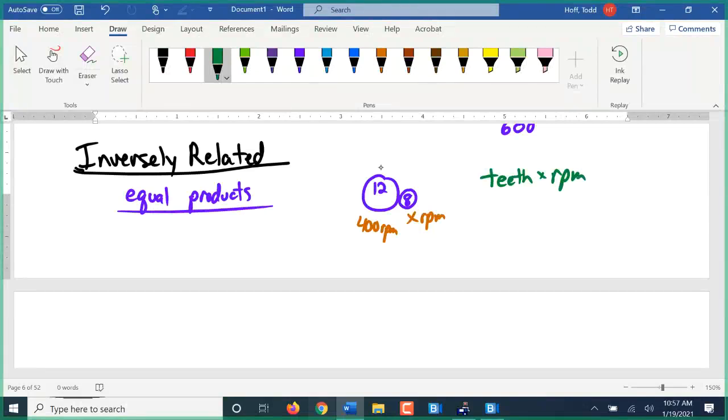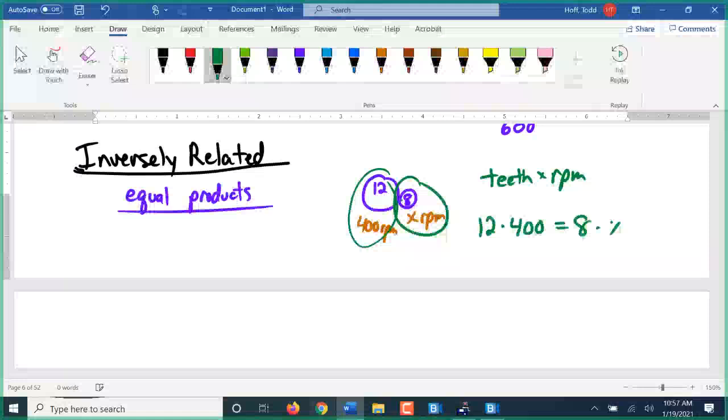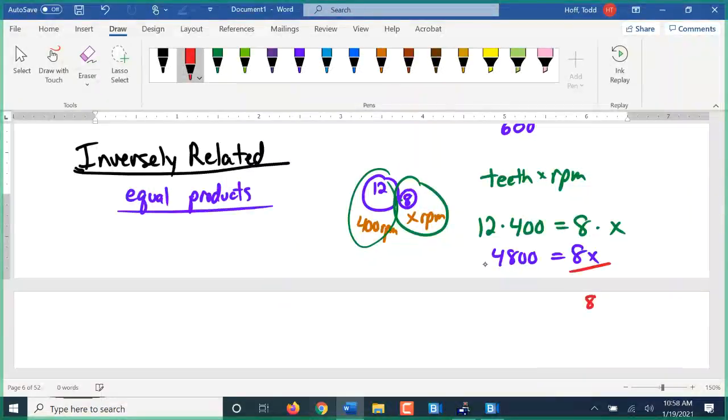So for the first gear, I have 12 teeth times 400 RPM. The second gear, I have 8 teeth times X RPM. And now I just solve that equation. 12 times 400 is 4,800. 8 times X is just 8X. I solve by dividing by 8. 4,800 divided by 8 is 600. X is 600 RPM. Just what we had up above, but it's just way less confusing to me.